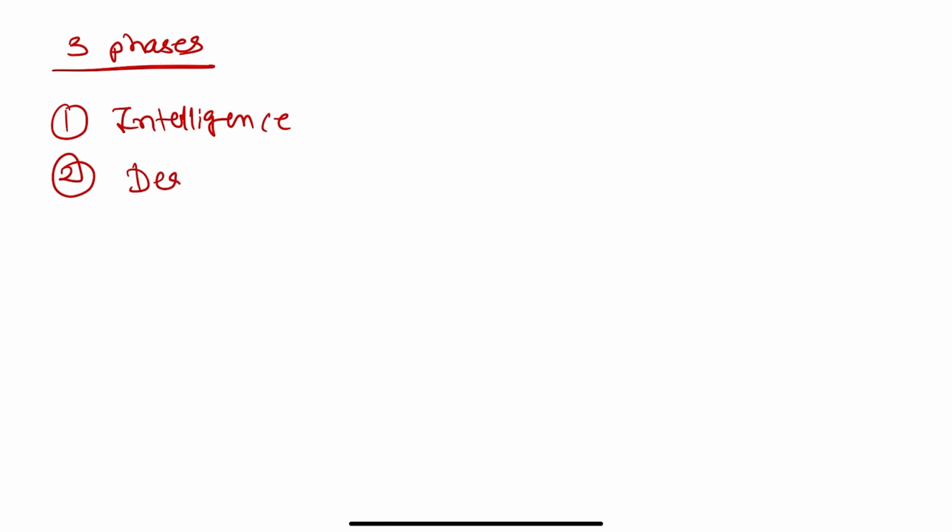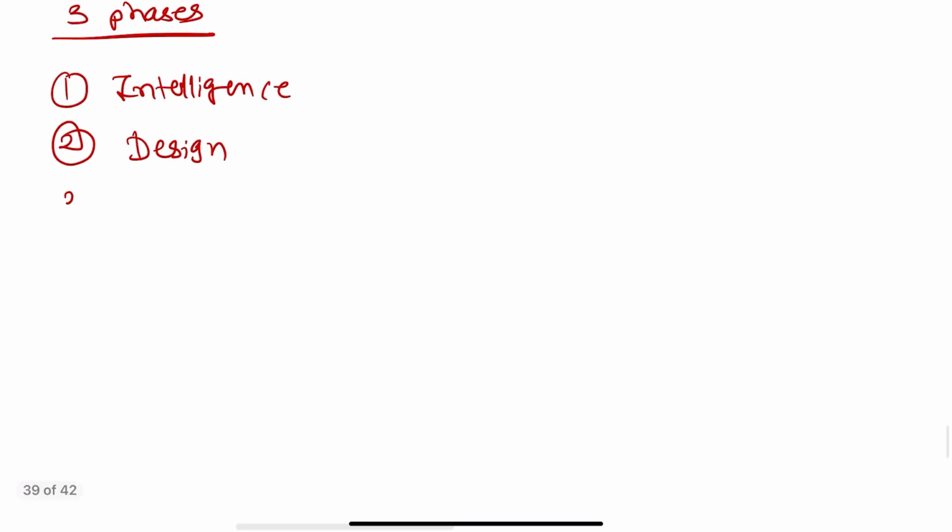Second is the design phase. Okay. Design is the process of designing a solution to a problem. And third is the choice phase. This is the stage in which probabilities are compared against each other to find the most suitable solution. Okay.